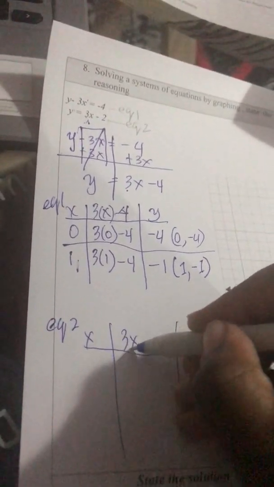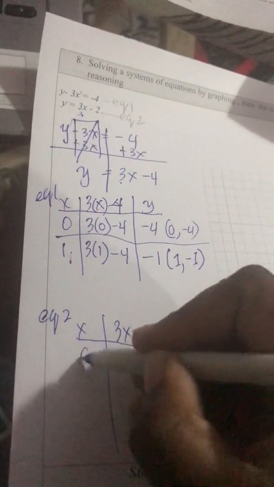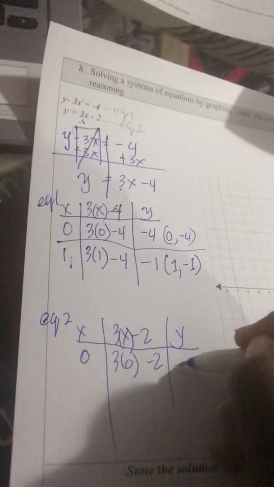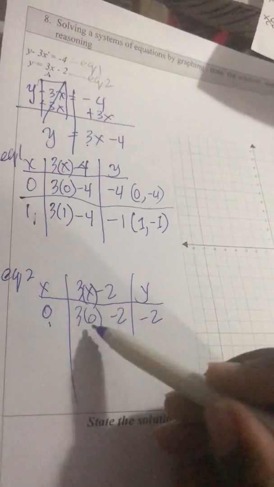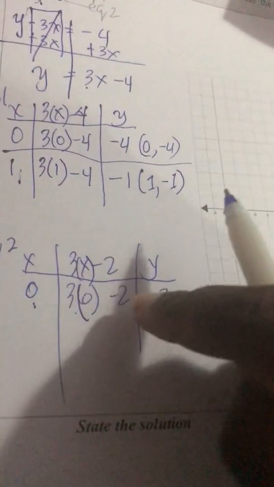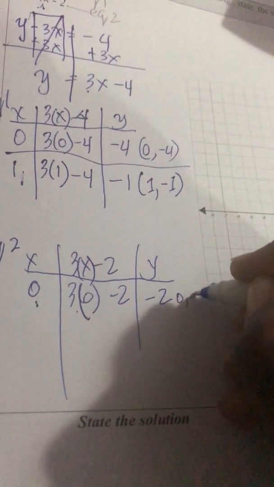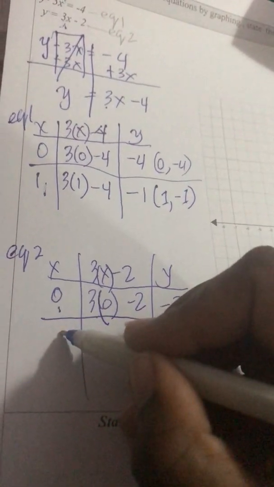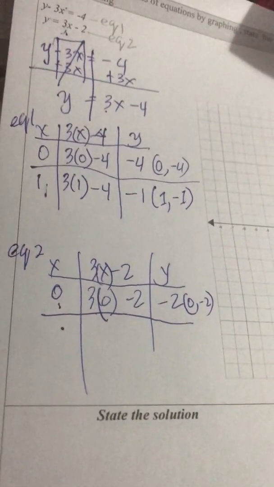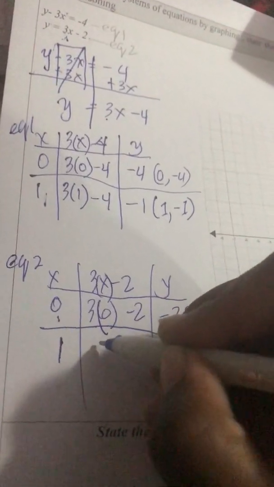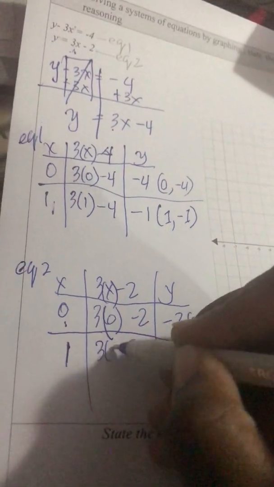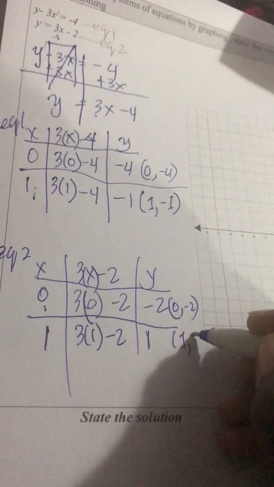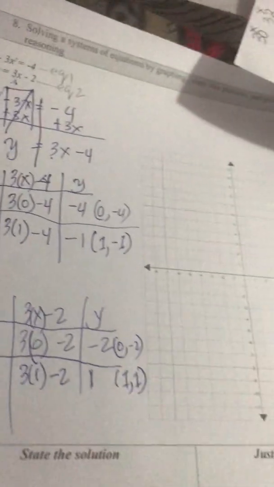x, 3x minus 2, y. x is 0, 3(0) minus 2, negative 2. When x is 0, y will be negative 2. So 0 goes with negative 2. Okay? What do I want to do? I can do 1. When x is 1, 3(1) minus 2 is 1. So this is (1, 1).